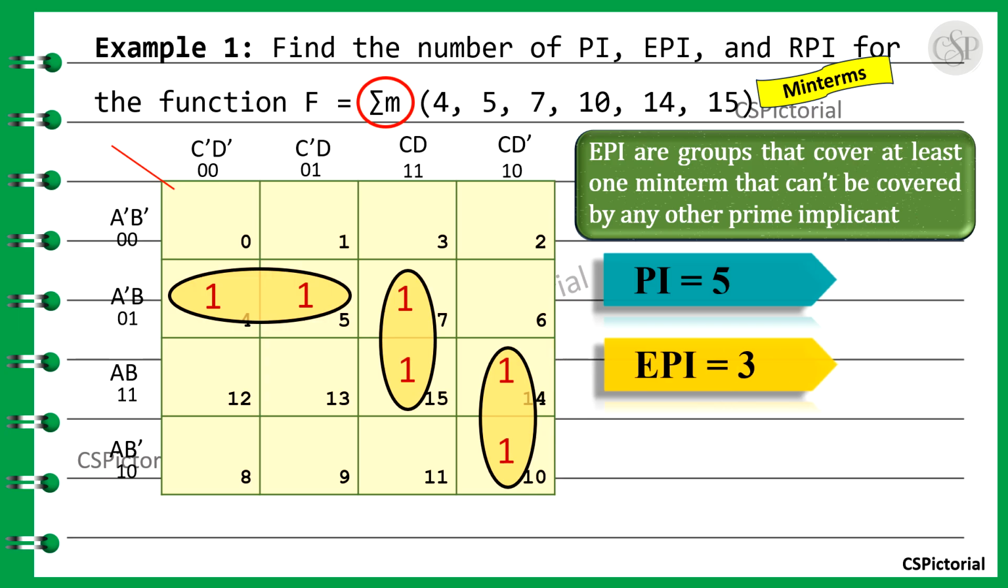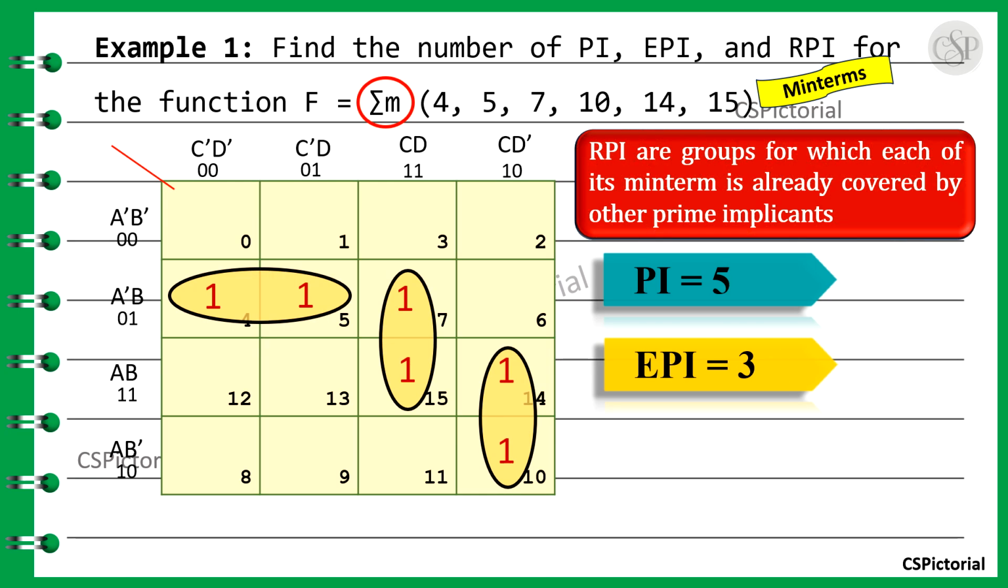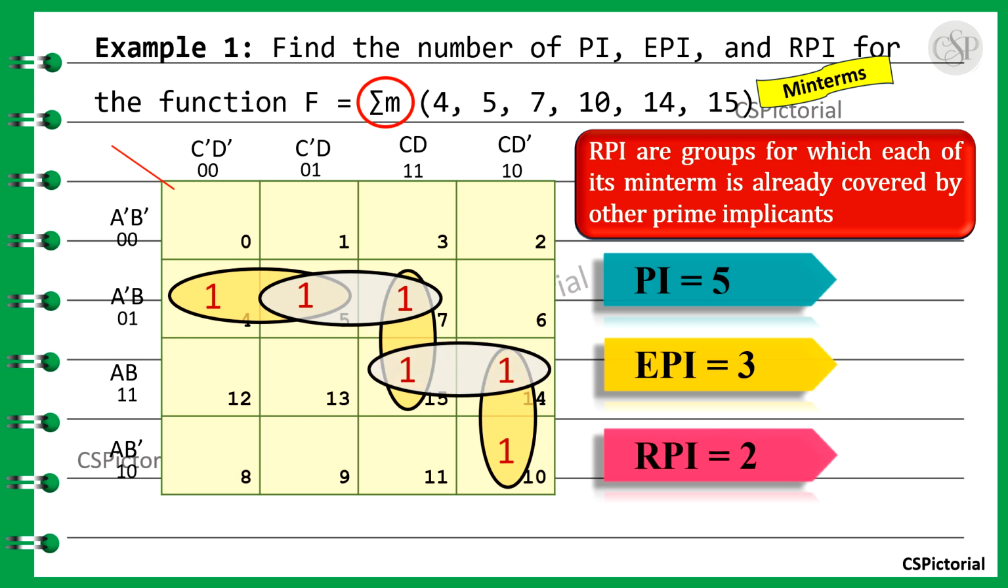Next, let us understand what RPI means. The groups for which each of its minterm is already covered by other prime implicants are the redundant prime implicants. RPIs usually do not appear in the final solution. Here, the ones covered by these 2 groups are already covered by other essential prime implicants. So, these 2 groups of ones become the redundant prime implicants. The ones in the redundant prime implicant are repetitive.